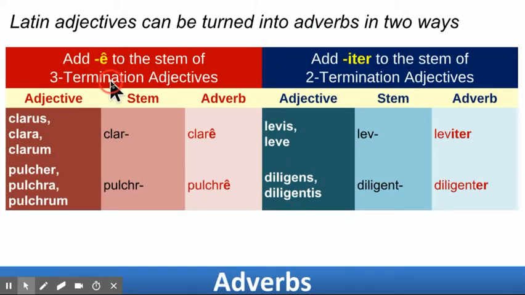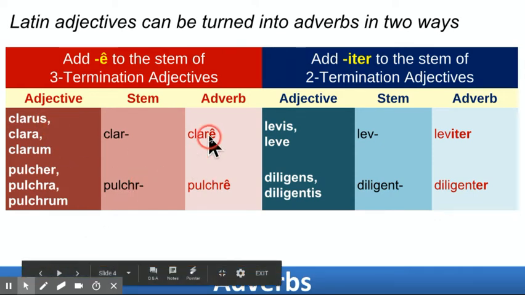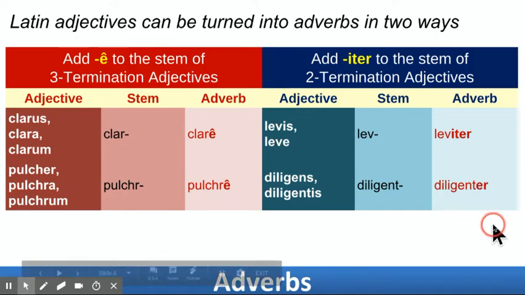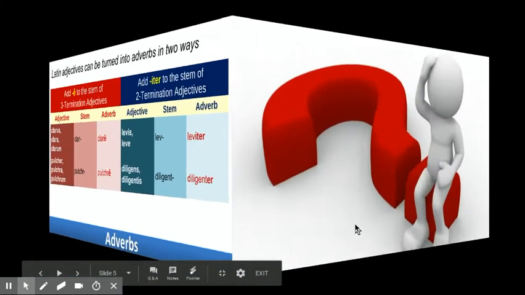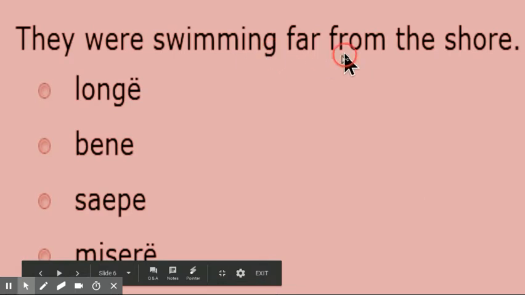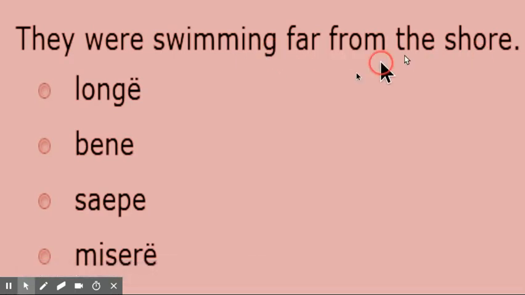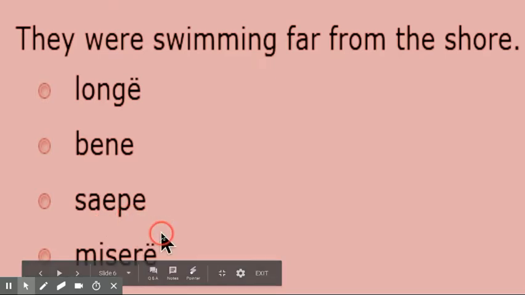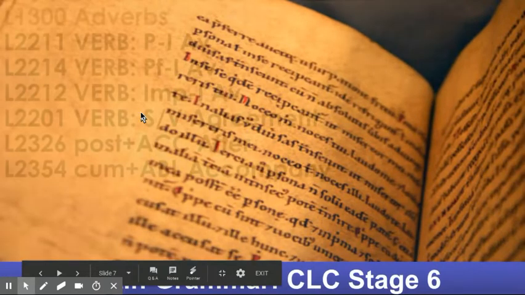You form an adverb, often from an adjective, by taking the stem. Instead of having those endings, you have a simple long E or sometimes a ter. All right, let's talk about: they were swimming far from the shore. Far. That's a long way already. So therefore, bene is good or well, saepe is often, misere is miserably. Longe would be the answer. So some of these adverbs, you have to look at the base stem and figure out what's the adjective.